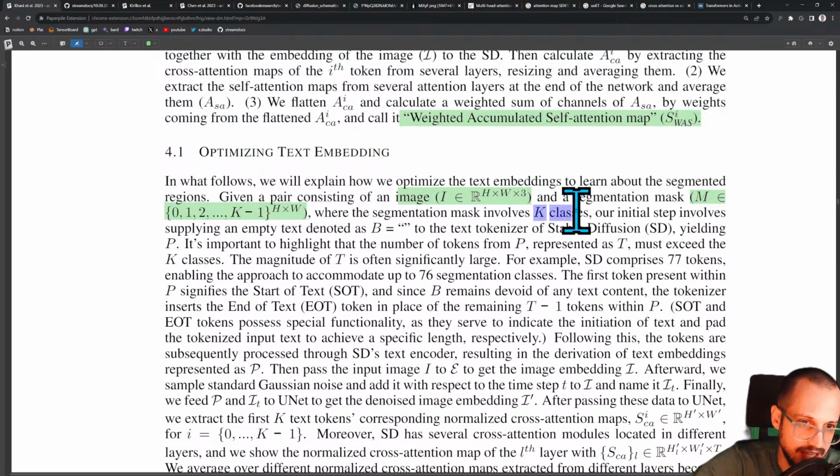So K classes. Our initial step involves supplying an empty text denoted as B, so they start with an empty text, all right, interesting, yielding P, which is the sequence of tokens. It is important to highlight that the number of tokens P, represented as T, must exceed the K classes. Okay, so that makes sense.